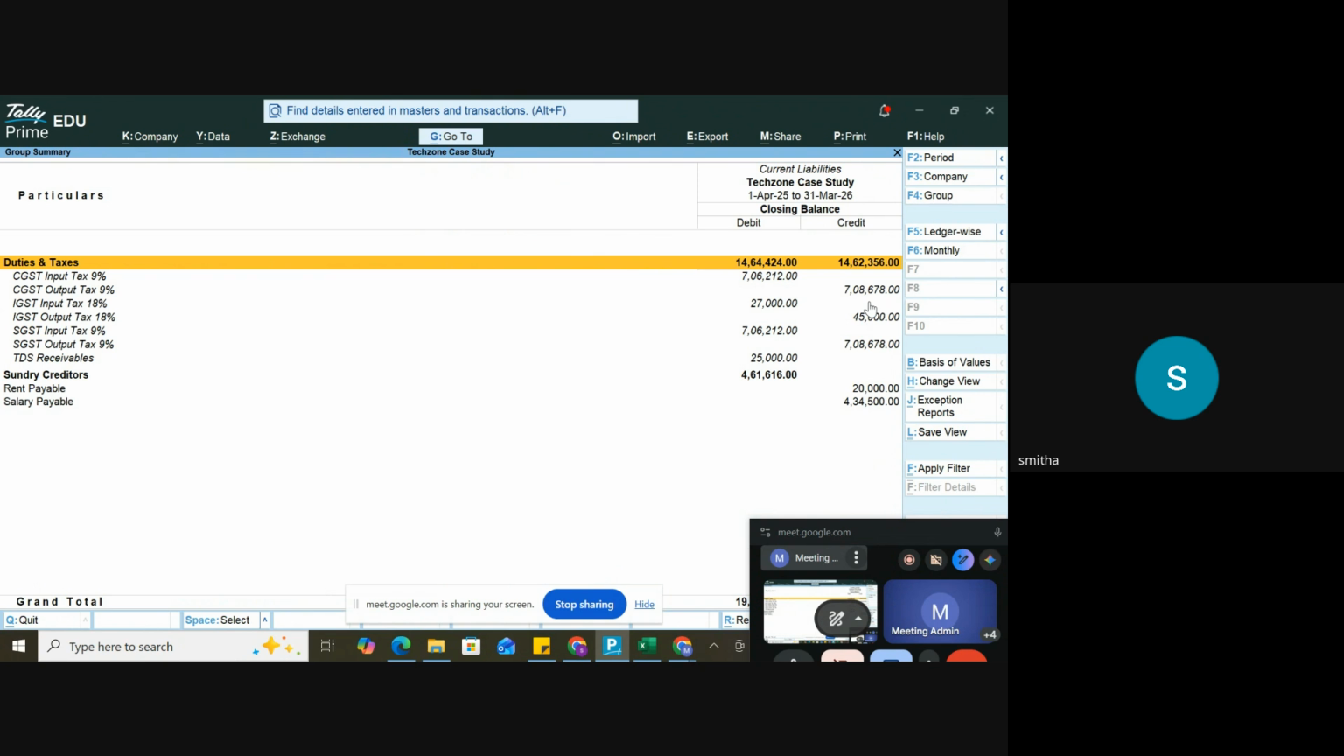This one, balance sheet, after that current liabilities you have to go, ma'am. You have to go to current liabilities, then Alt F1 for dragging it. Alt F1 is the shortcut key to drag it.